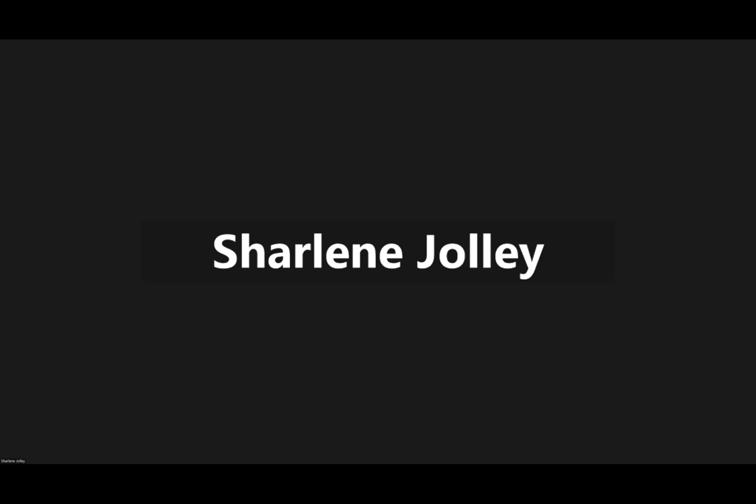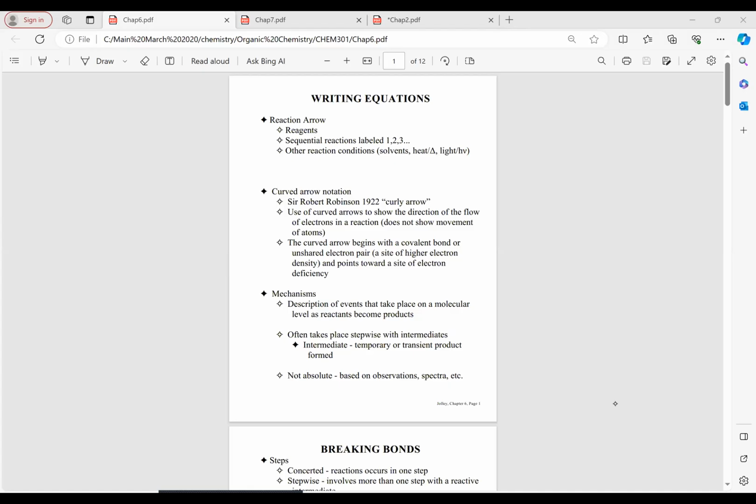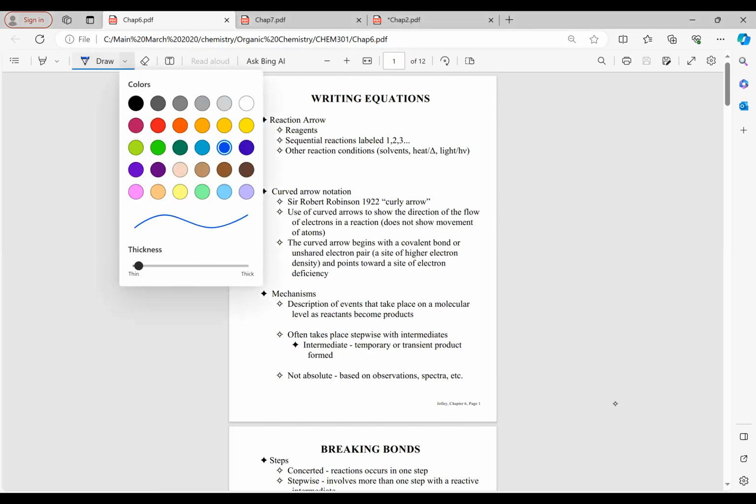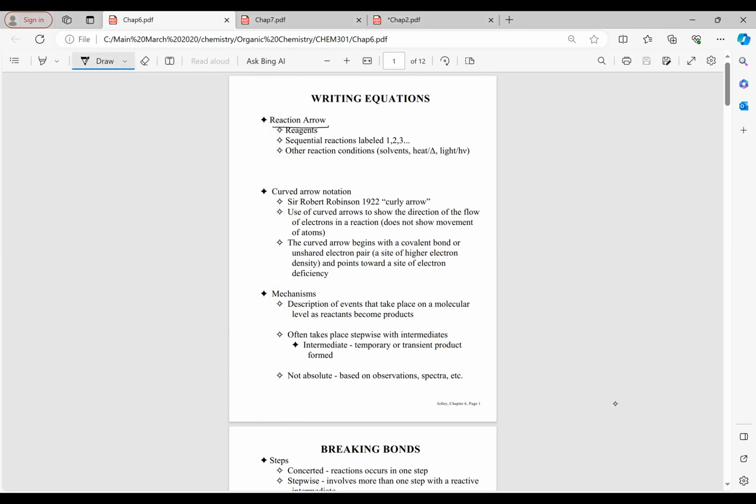All right. This one is going to be on a really short chapter. It's called chapter 6, I believe, but it's basically just a review of what we've already done for reactions. So I'm looking at chapter 6, right there. We've already talked about writing the equations. That's the curly arrow notation.